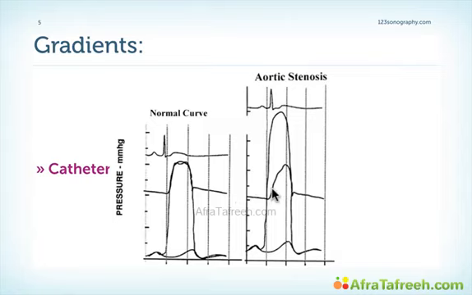Actually, the peak-to-peak gradient, which is frequently measured in the cath lab, is not a physiological or real measurement. It does not represent the actual pressure of the left ventricle and aorta at the same time. And it's very important to consider that it is usually lower than the maximum or peak instantaneous gradient, which is measured by Doppler echo. Also, we can calculate a mean gradient in the cath lab.